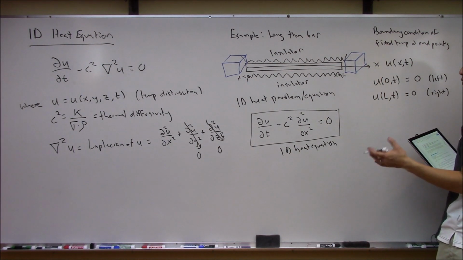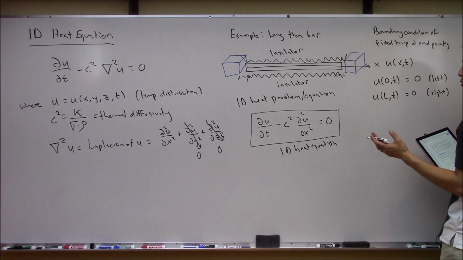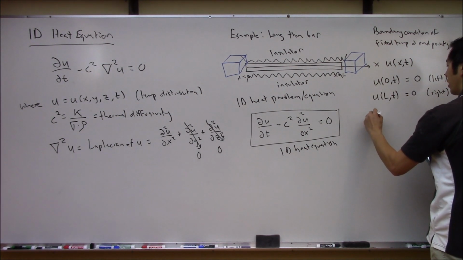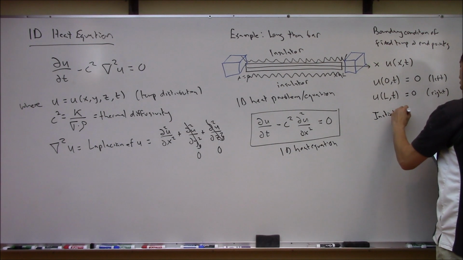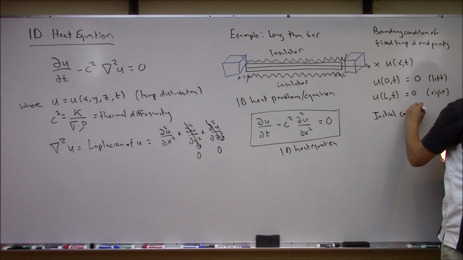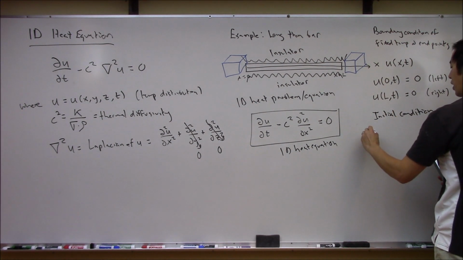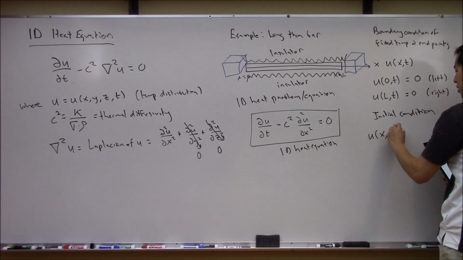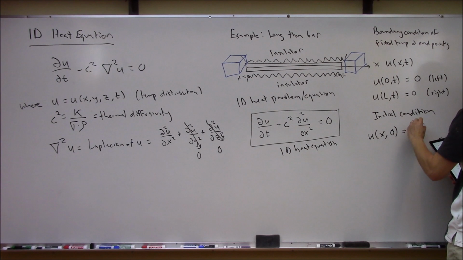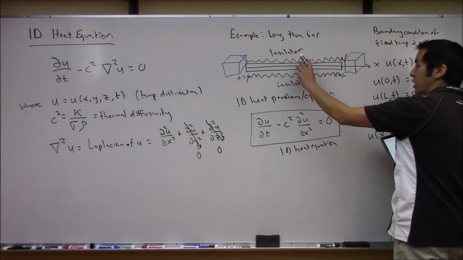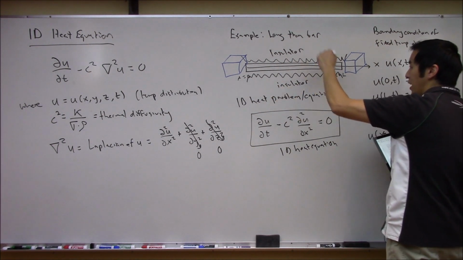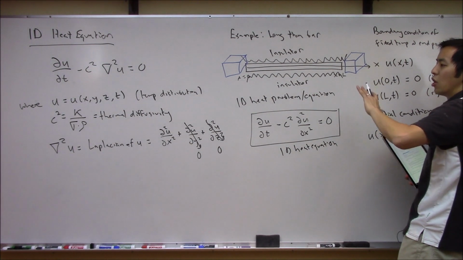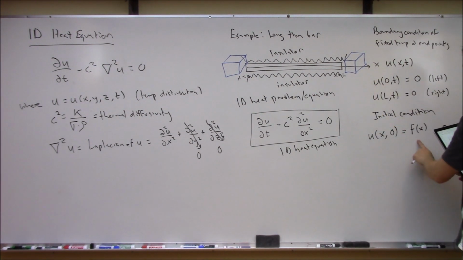How about we specify an initial temperature distribution as well here. So how about an initial condition of, the temperature at any given x location and at time 0 is going to be some function f of x here. So maybe it's really hot in the middle, or maybe it's a sinusoidal temperature distribution, or who knows what it's going to be, but it's going to be some function of x.